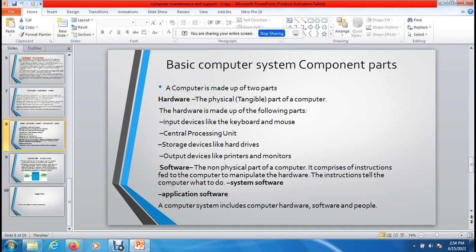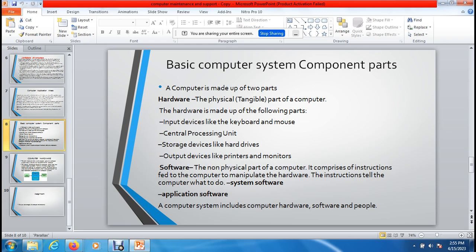Let us move on to the basic components of a computer system. A computer system is a collection of different parts. That's the way human beings have systems, such as the breathing system, the reproductive system, etc. Now a computer system comprises different components. We have the hardware, software, and the liveware.